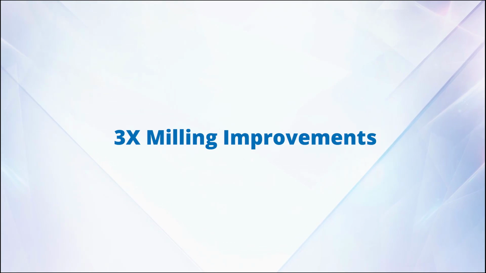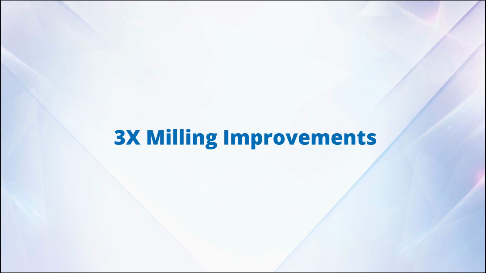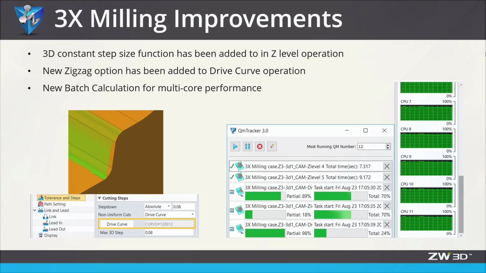3x milling improvements. In ZW3D 2020, the 3x milling module has been remarkably upgraded, such as a 3D constant step size function added in Z-level operation, a new zigzag option added in drive curve operation, and new batch calculation to utilize multi-core performance.